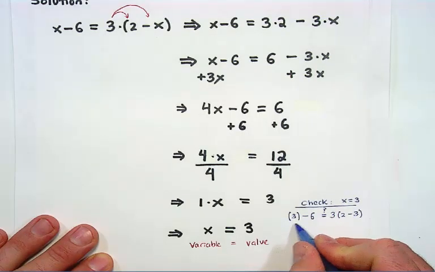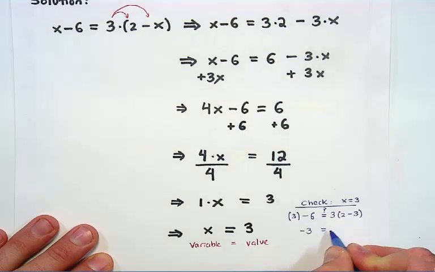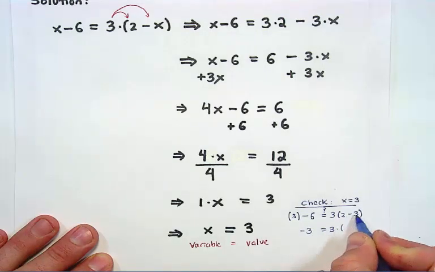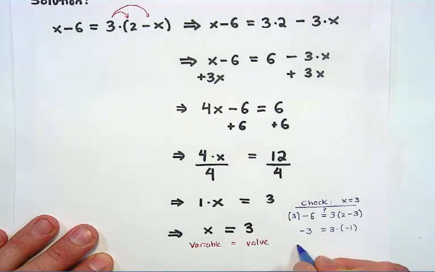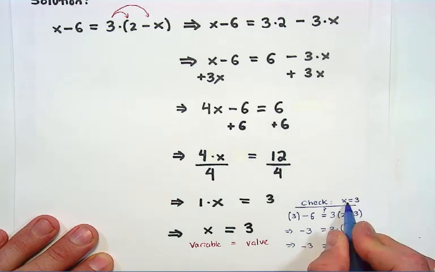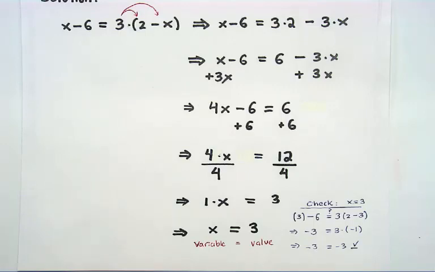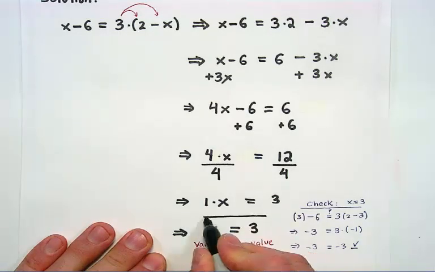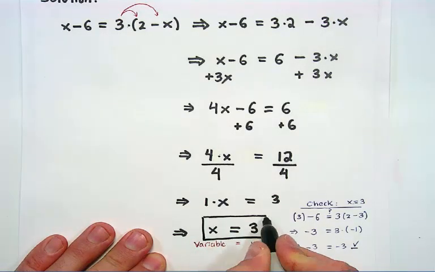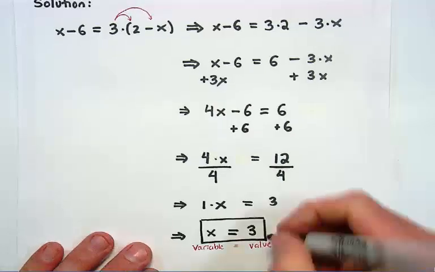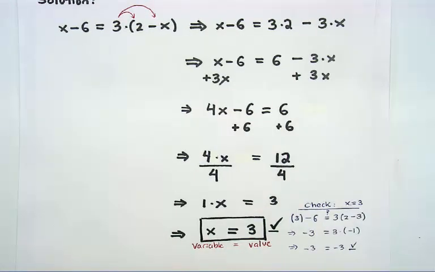We know that 3 minus 6 is negative 3. Here we've got 2 minus 3. That would be negative 1. And then negative 1 times 3 is indeed negative 3. The left-hand side equals the right-hand side. That equation is true for the value x equal 3. Thus, we have confirmed for ourselves that the value that we settled in on is indeed a solution, and we did check our work. So I box it and I check it.